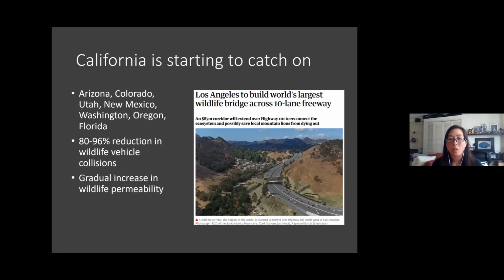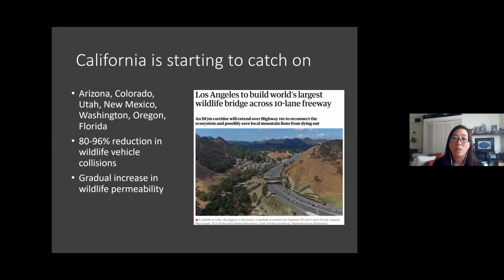Where the crossings are built, they're seeing an 80 to 96% reduction in wildlife vehicle collisions. And they're also seeing gradual increases in permeability. What that means is, if you think back about the video in Utah where they had just finished building, there were some species that adapted really quickly, and they were down to use it as soon as it was done.